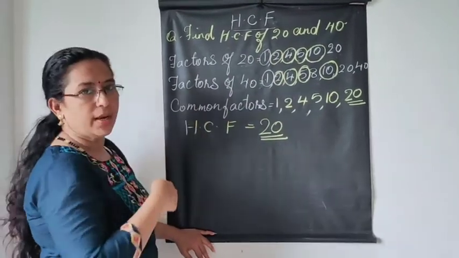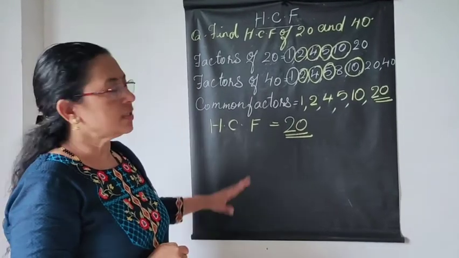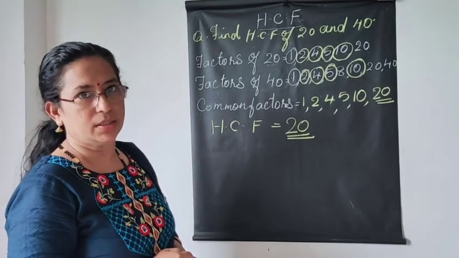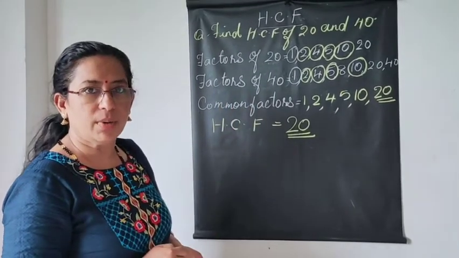So which method is this? Finding common factors method. This is the first method. Now we can do the next method, the prime factorization method. The same numbers, same question, using the prime factorization method.